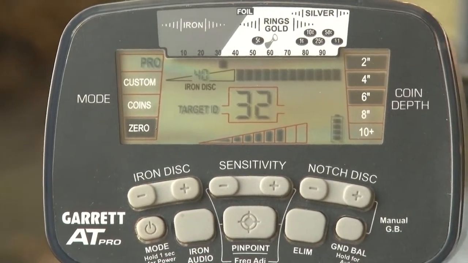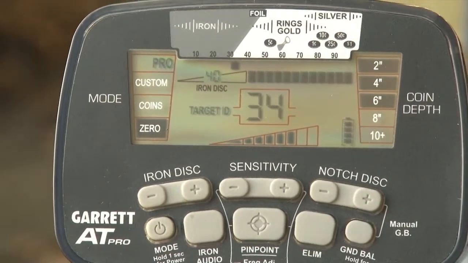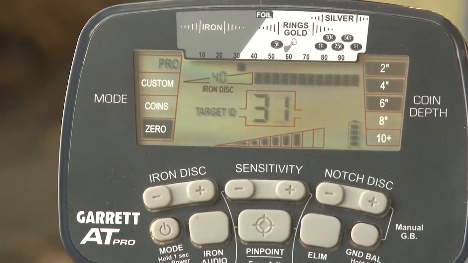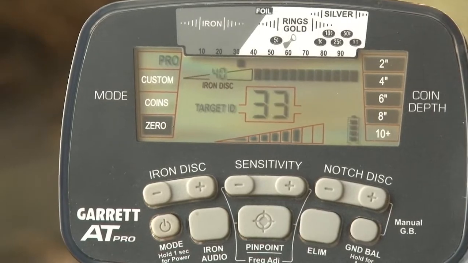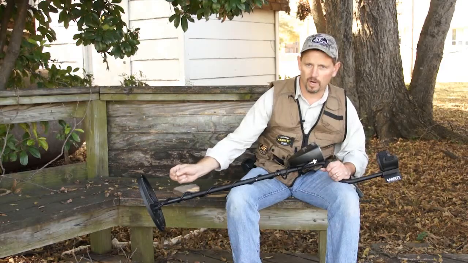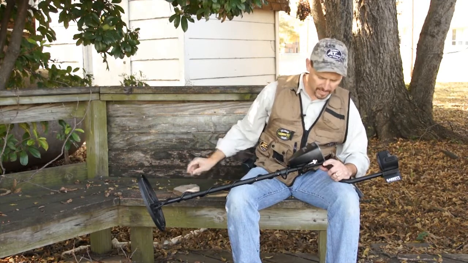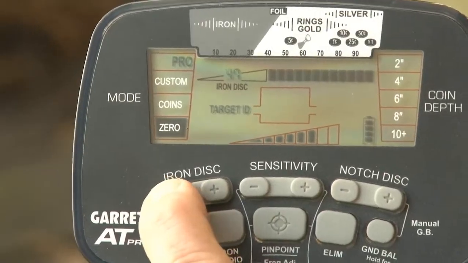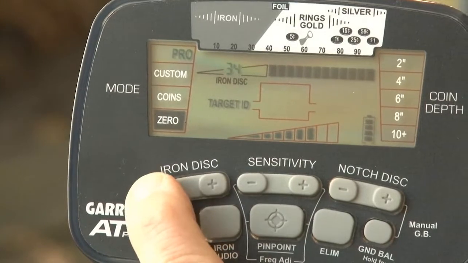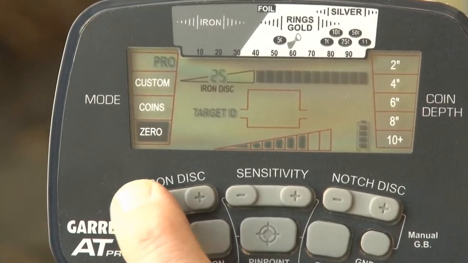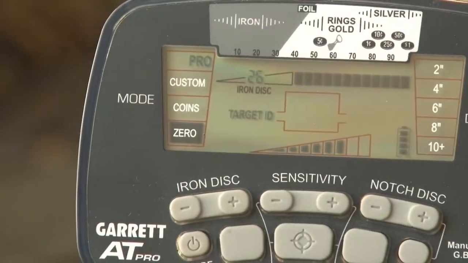Together, I'm really not picking up that target. So I've effectively masked out that good target by getting rid of the iron by using too much iron discrim, by going all the way to 40. So the trick to this, again, is to use just what you need. So I'm going to back it down. We were reading it maybe as high as 26, 27. So I'll run the iron back down to about 26 and try to scan it again.